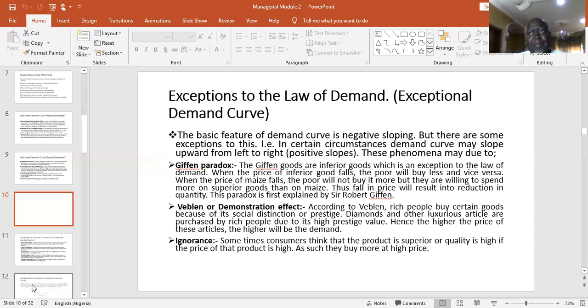And in such cases, you see, as the price of the commodity is increasing, so also demand by the super rich is increasing. So the demand curve will now be upward sloping, positive slope. The higher the price, the higher the quantity demanded. And sometimes ignorance.